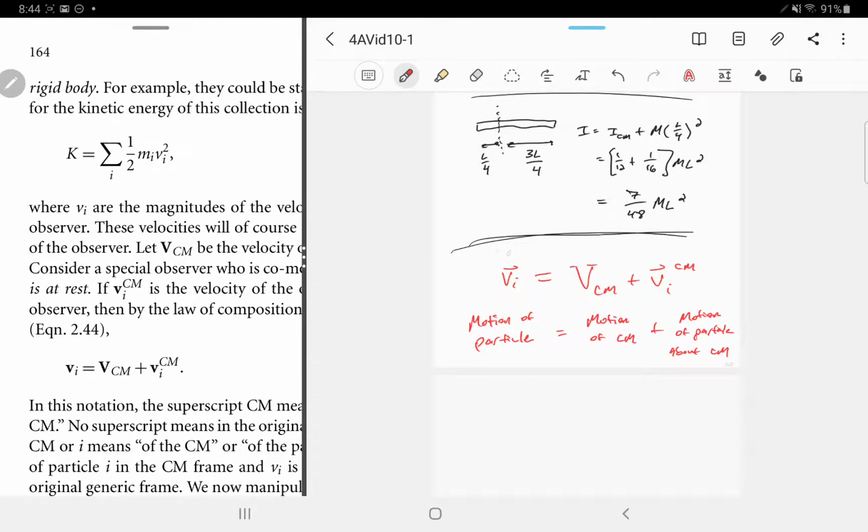So written that way, the motion of the particle in some frame is the velocity of the particle relative to the center of mass plus the velocity of the center of mass relative to the frame. Maybe the indices look a little shuffled here, but it's the same idea as what we've seen before.